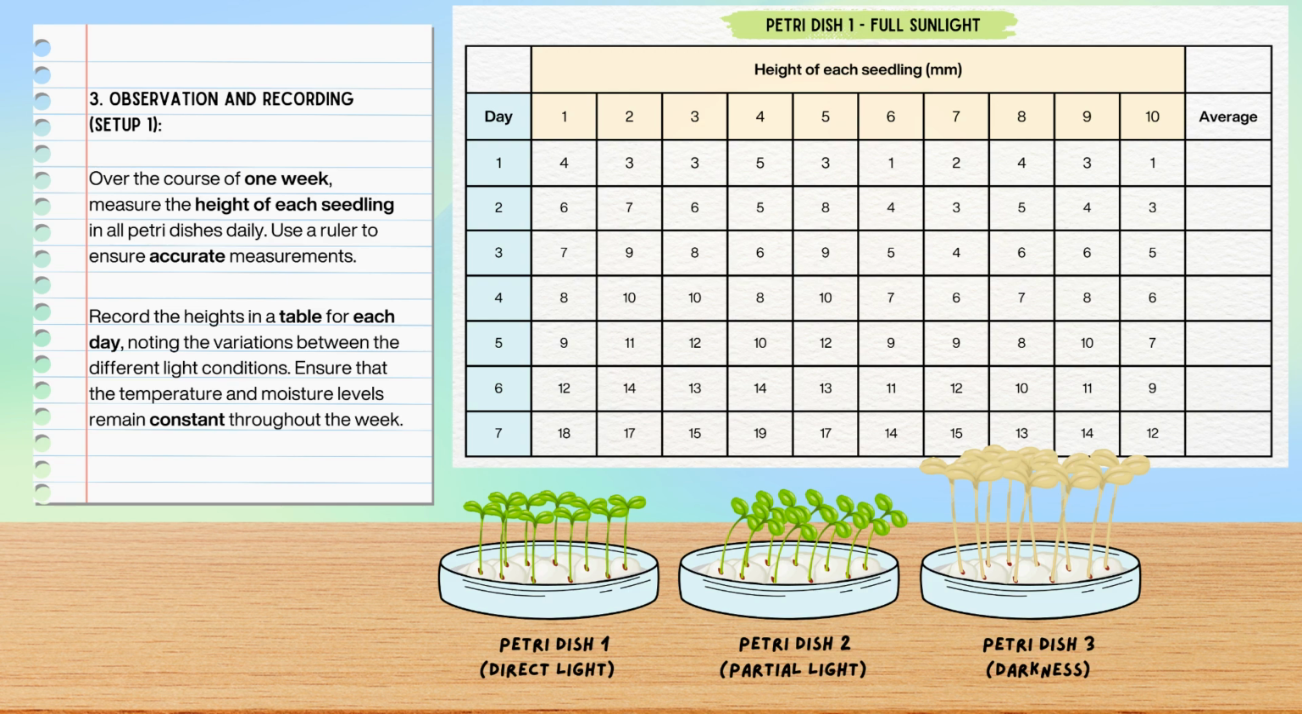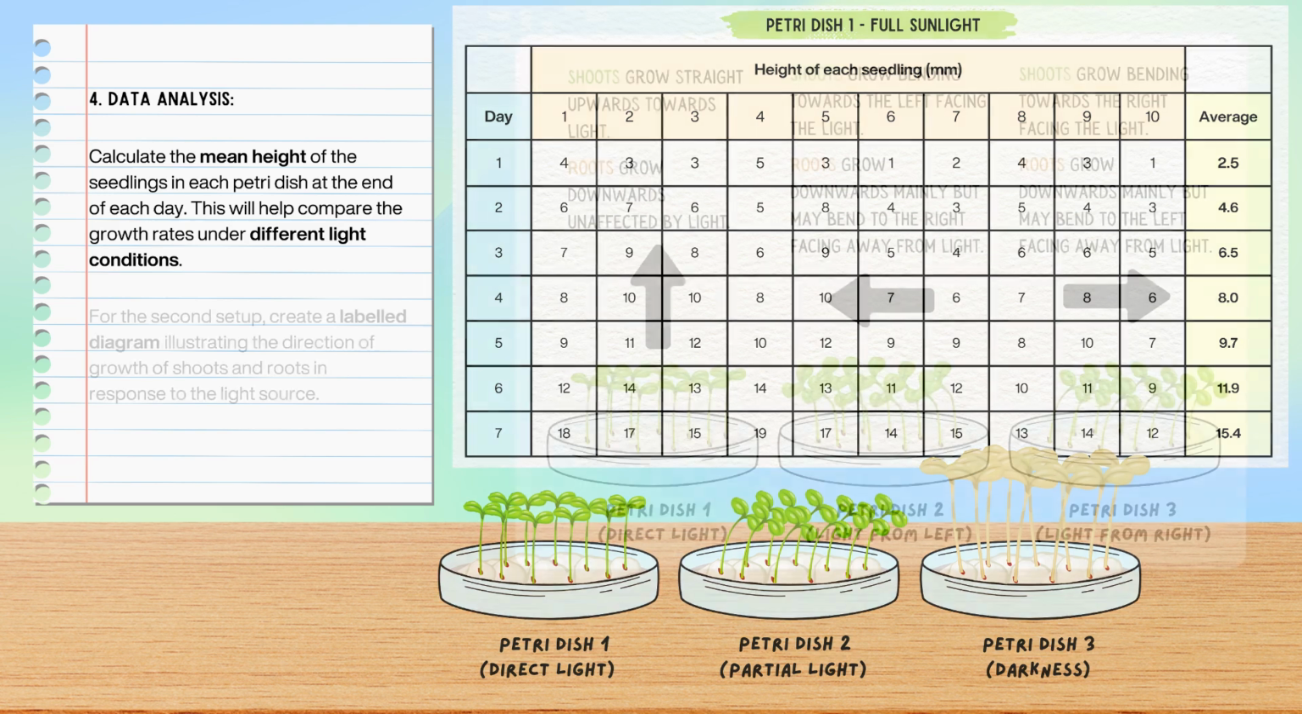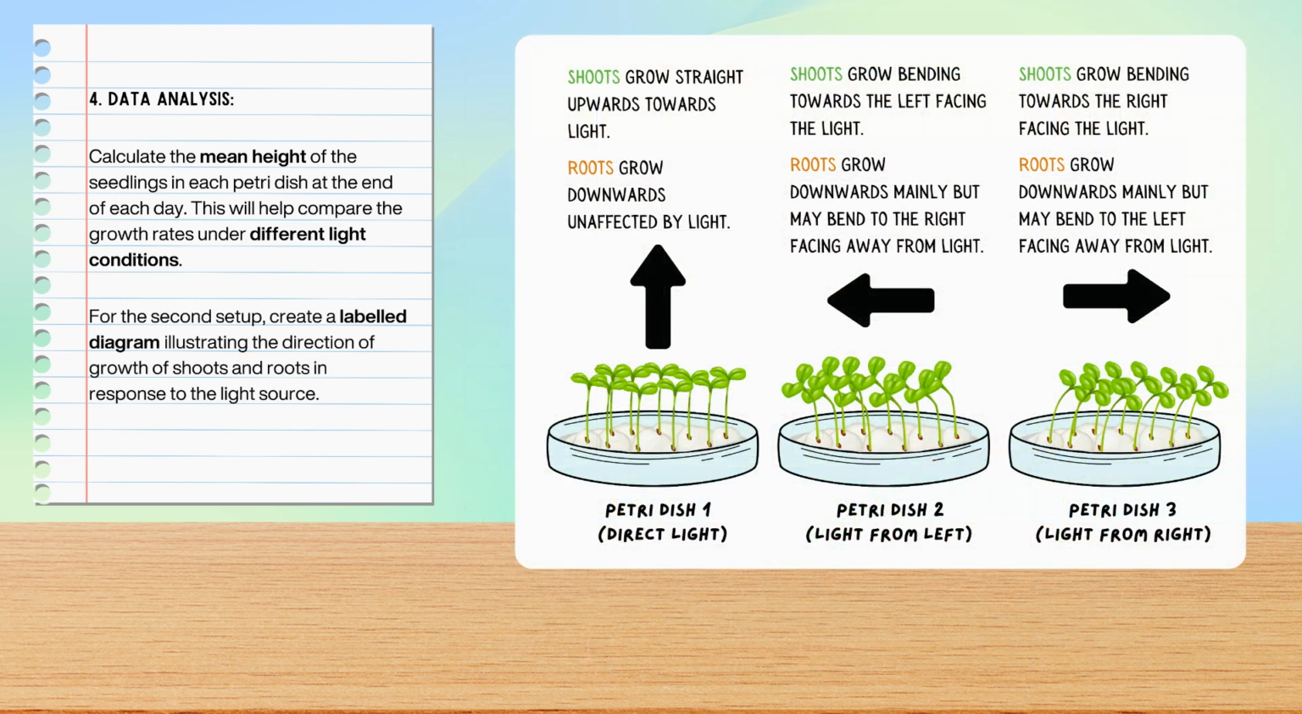The fourth stage is data analysis. Calculate the mean height of the seedlings in each Petri dish at the end of each day. This will help compare the growth rates under different light conditions. For the second setup, create a labeled diagram illustrating the direction of growth of shoots and roots in response to the light source.